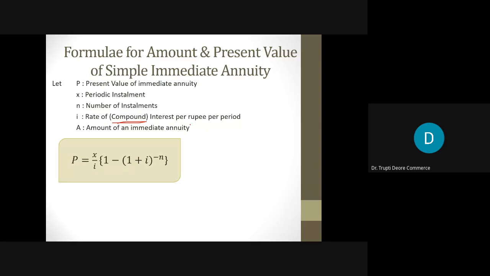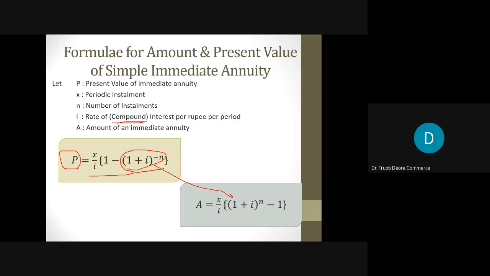This is a formula. It's P. P is for present value. It means the current value, which you are going to invest or which you are taking as a loan or for which we are making an FD. So for FD also, your P is the present value, and the formula will be X upon I into bracket 1 minus 1 plus I raised to minus N. For the amount, it is X upon I into bracket 1 plus I raised to N minus 1. It's the same formula. Just convert this: 1 plus I raised to minus N is cancelled, so it becomes plus N here. I think we have written this formula for P and A.